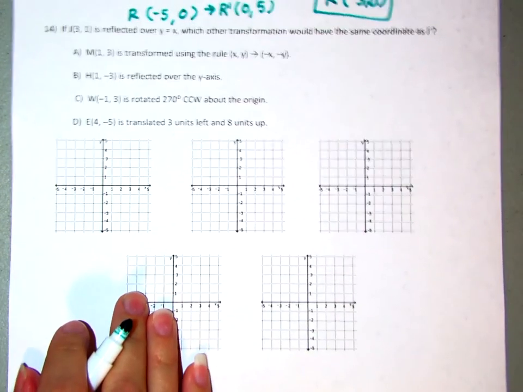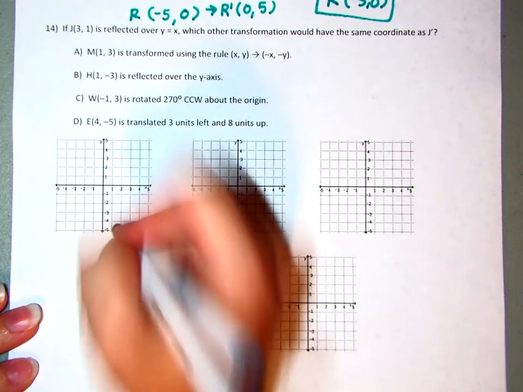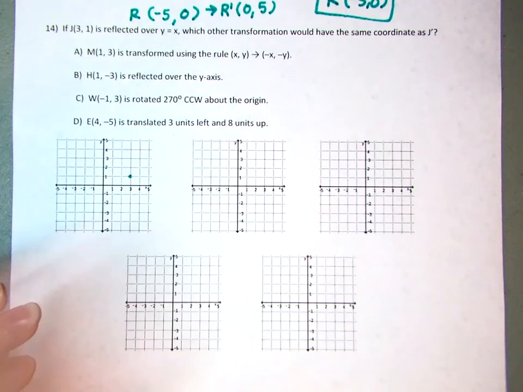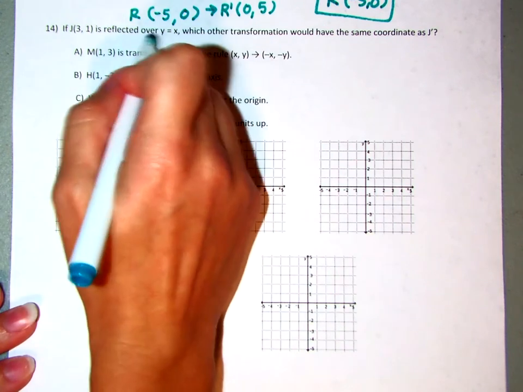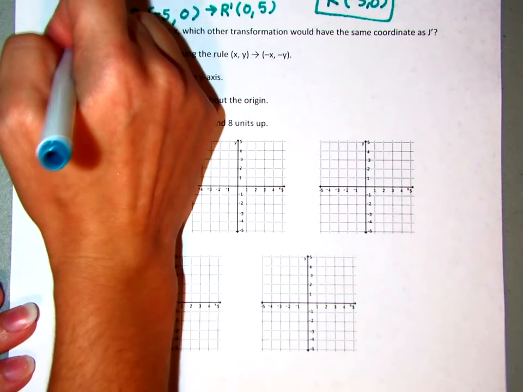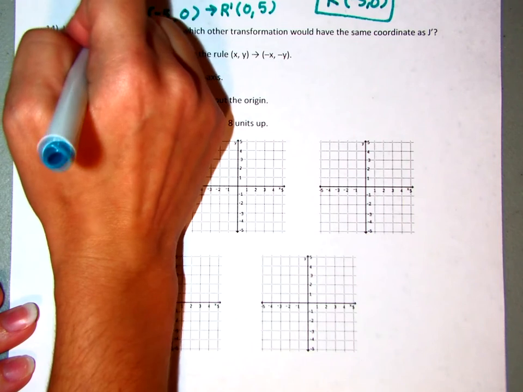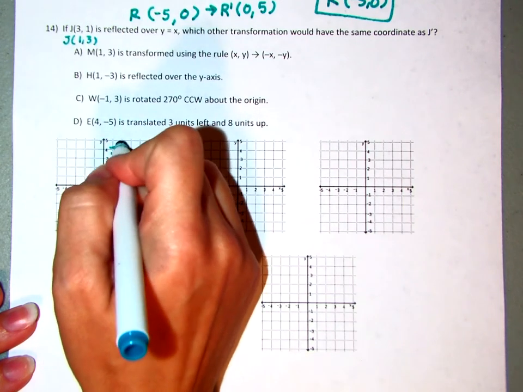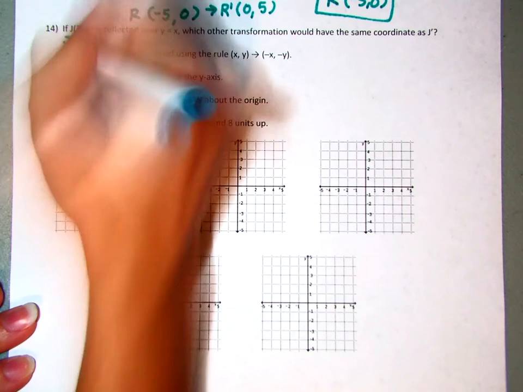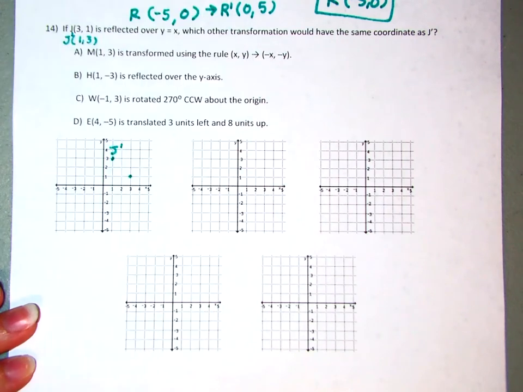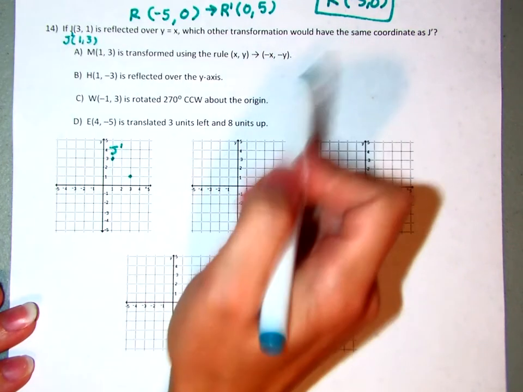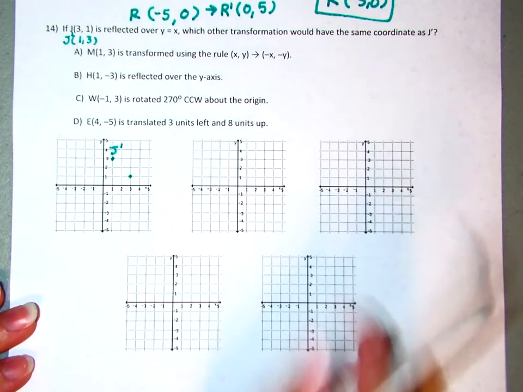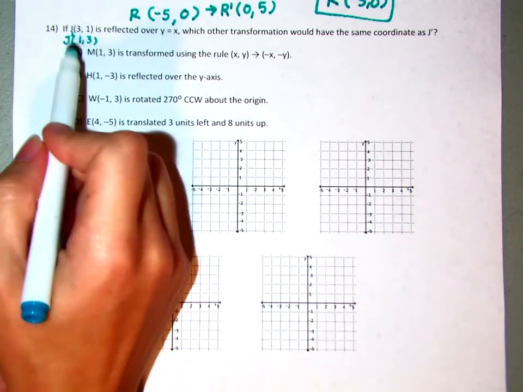On number 14, it says, if the point (3, 1) for J is reflected over y equals x. Okay, that means that when we do reflection over this, we're just flipping the x and the y, so we're getting (1, 3). So we're really getting the point here, (1, 3). That's where my J prime is at. So what we're looking at doing here is trying to figure out which transformation would have the same coordinate. We're trying to get a coordinate that is (1, 3).